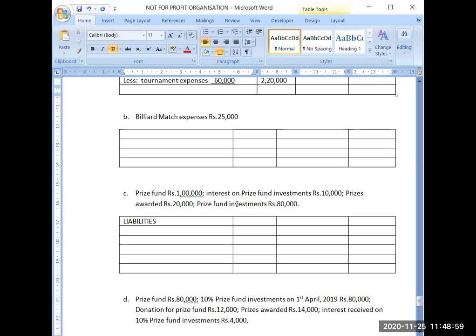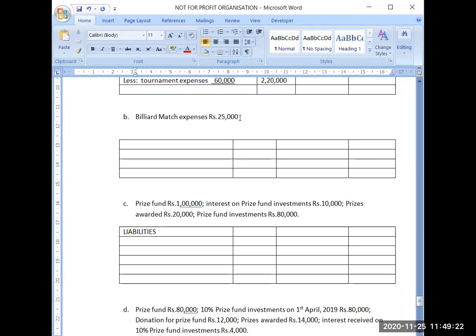The next information is simply billiard match expenses rupees 25,000. When this is given, it means a single piece of information regarding expenses. We don't have any information that a fund exists for such expenses in the organization. So in this case, we will prepare the income and expenditure account.